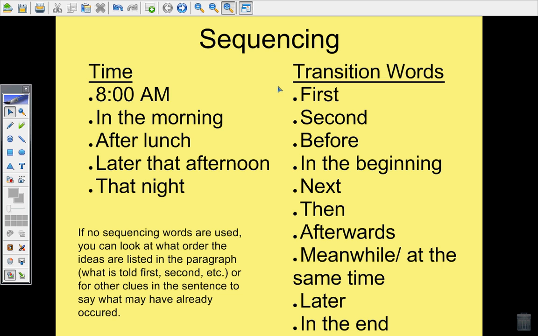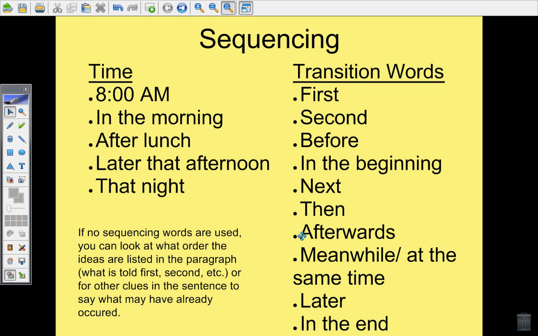They can also use transition words to help you to know about sequencing. Some of the common ones are first, second, third, fourth, so on, where you're actually counting out the events. You could say before, which lets you know that one comes first and then the other thing comes next. You could say in the beginning, so it would let you know it's happening towards the beginning or before other things. Next and then are pretty generic sequencing words, but when used right after another word, it helps you to know the sequence of it.